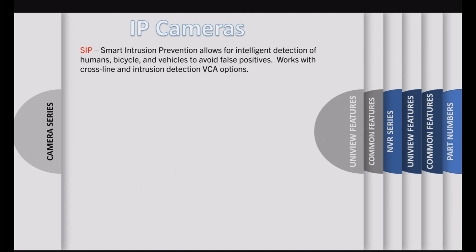So now switching gears and going into the Uniview branded features of the cameras. The first one that we're going to cover is SIP, which is Smart Intrusion Prevention. And this is the human and vehicle detection of the cameras. So if you see a camera with SIP listed, it means that you can make line crossing intrusion detection type scenarios that will detect specifically humans, bicycles, motorcycles, or vehicles by using some checkboxes during the configuration. All of these will be found in the VCA settings of the NVR.